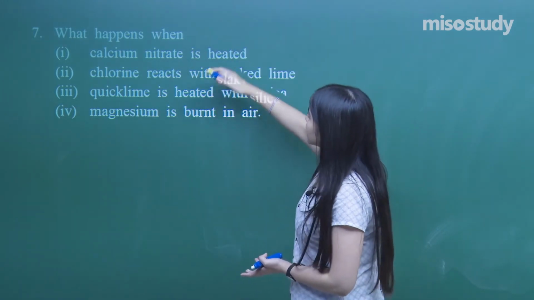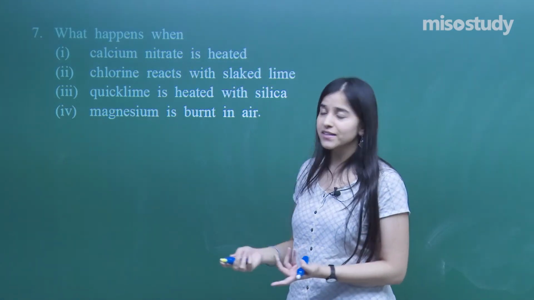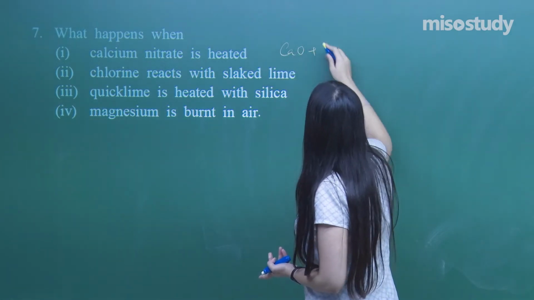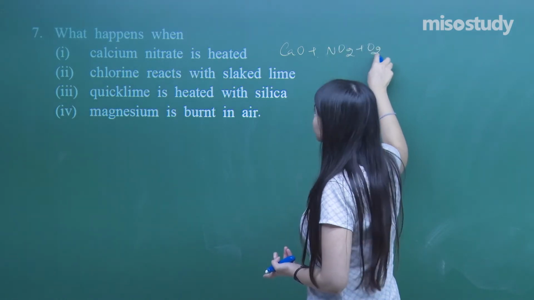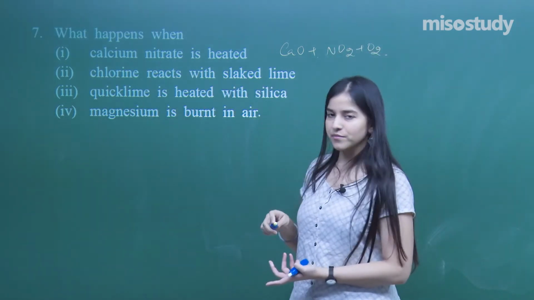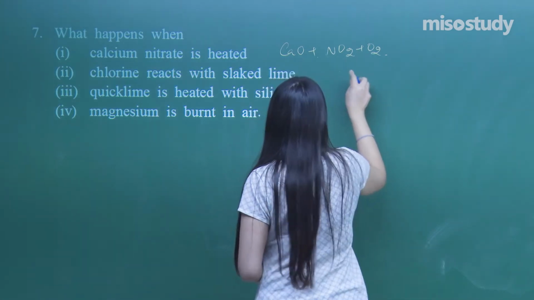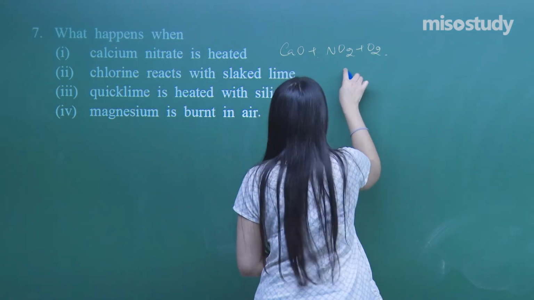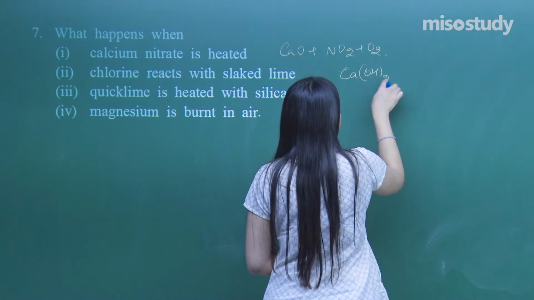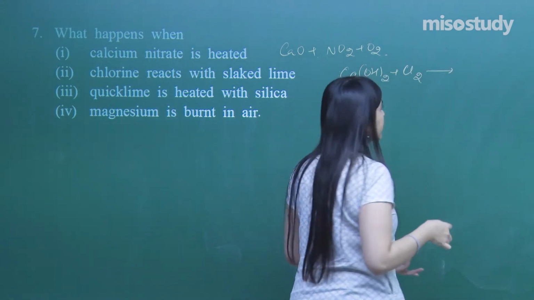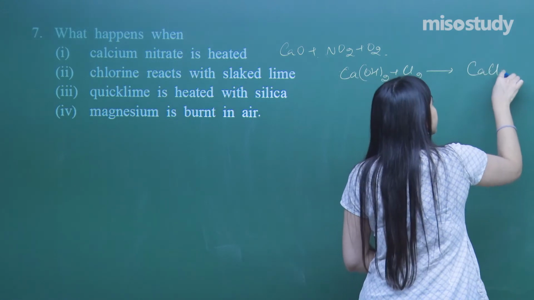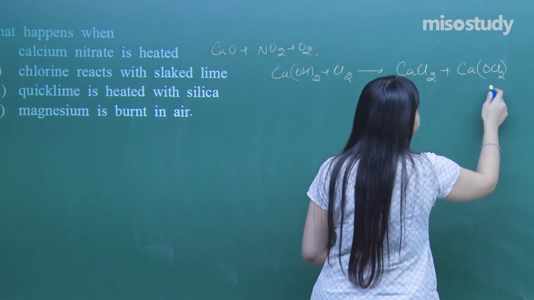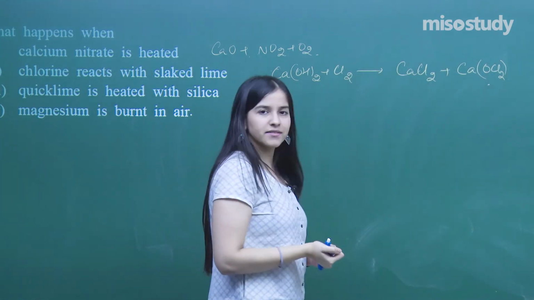So, what happens when calcium nitrate is heated? We already have done that. We get CaO plus NO2 plus O2 as the products. Chlorine reacts with slaked lime. You know what reaction this is? So, we get a very, very important compound which is of our use, right? See here, slaked lime is calcium hydroxide. If I am trying to react it with Cl2, we get CaCl2 plus CaOCl2, right? This.